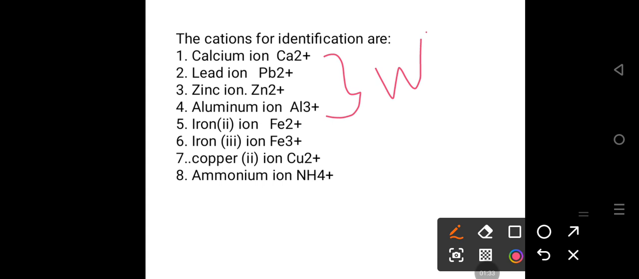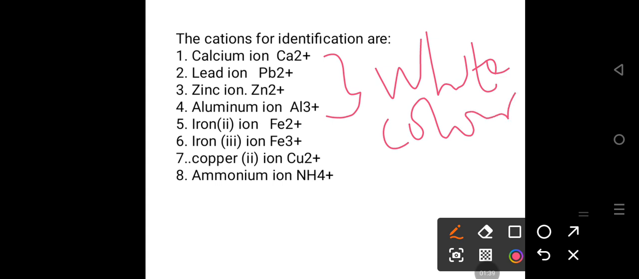Now, from number 1 to number 4, they have white color. Number 5, which is iron 2 ion, is green. Iron 3 ion is brown. Copper 2 ion is blue. Take note of this. This is very, very important.